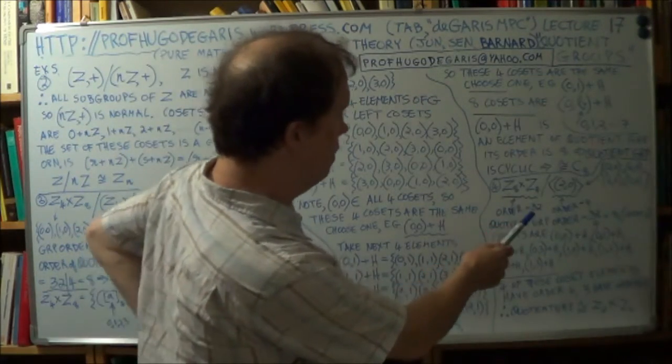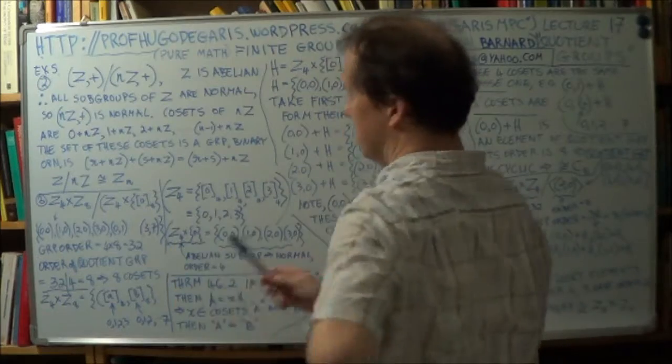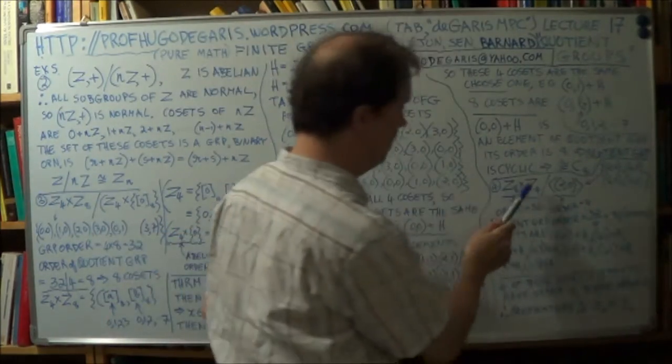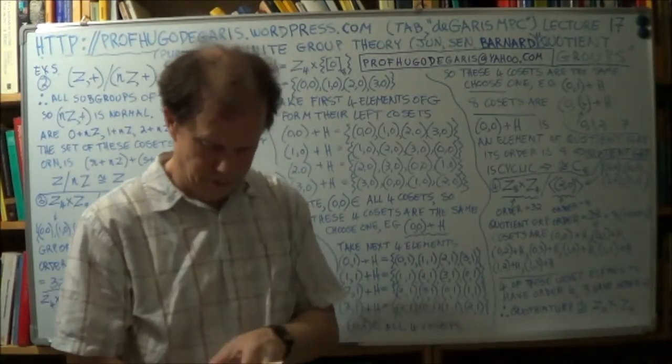Alright, so here's the quotient group. Again, Z8 by Z4. Oh, it's the other way around. Right, so Z4 by Z8. Okay, Z8 by Z4. Let me check that actually. I haven't mistyped them.